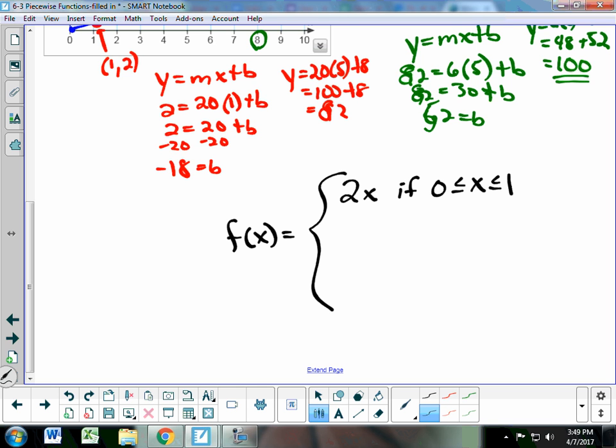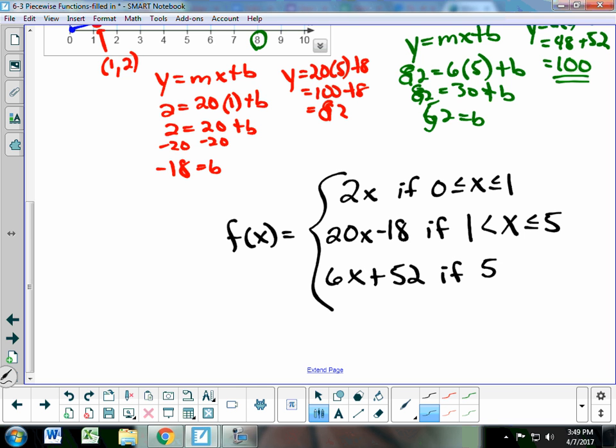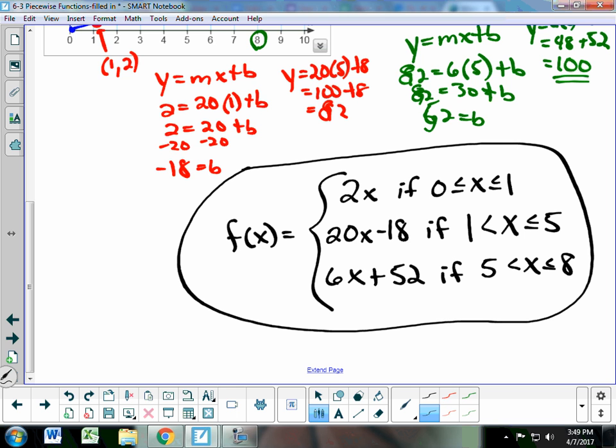And the next option is 20x minus 18, and this only works if x is between 1 and 5. And the last one will be 6x plus 52, only if x goes from 5 to 8. That would be how you would write this equation. So that's kind of a more challenging one there.